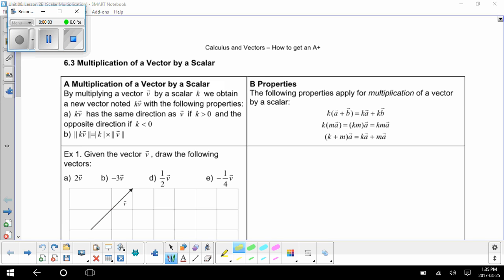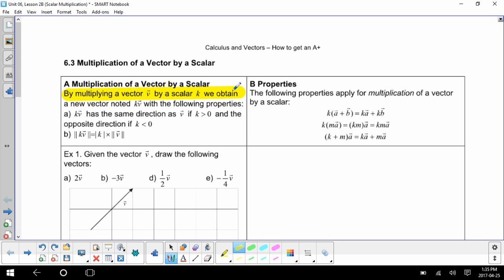This is our video explaining textbook section 6.3 where we multiply a vector by a scalar. When we want to multiply a vector by a scalar, we end up getting a new vector. So when we multiply vector v by a scalar k, notice just from that first little sentence that v is a vector and k is a scalar, and we know that just by looking at it because v has a little arrow on top, but k does not. We end up with a new vector which we will call kv.